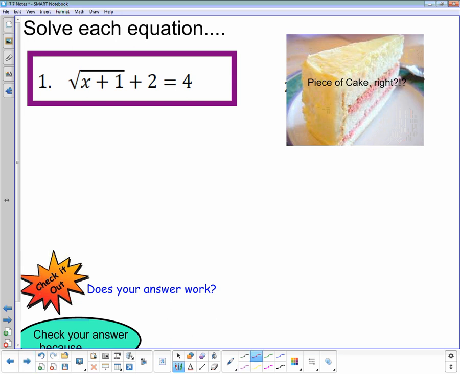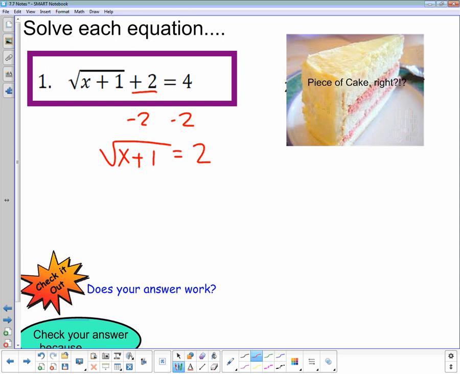So the first thing, we have to get rid of everything outside the radical first. I can't do anything with the radical until everything that's outside of it is gone. So the first thing that I have to take care of is get rid of that constant of 2, and I'm going to do that by subtracting. That leaves me with the square root of x plus 1, which is equal to 2. 4 minus 2 gives me 2.